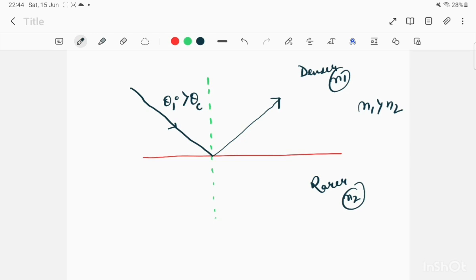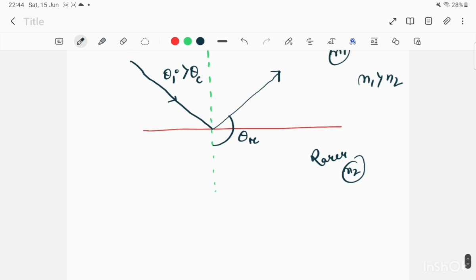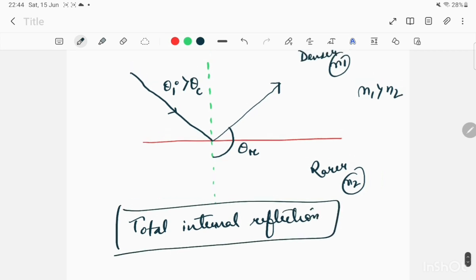So this particular phenomenon, so here this is our theta R. It went back. So this is called total internal reflection. That means when the angle of incidence while traveling from denser to rarer medium becomes greater than the critical angle, then the ray of light, instead of traveling to the rarer medium, will return back, will bounce back, will reflect back to the original medium, that means the denser medium.